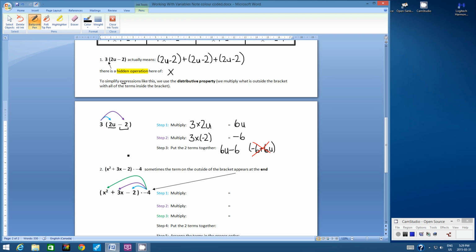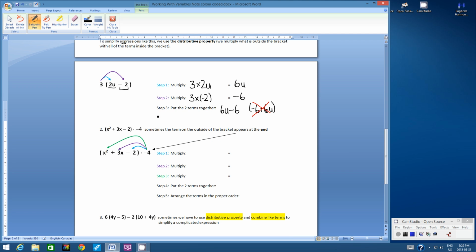Let's go to example 2. Let me scroll down a little bit here. Sometimes the term on the outside of the bracket appears at the end. So you see in this case, let's look at this question, example 2. We have the bracket first, x squared plus 3x minus 2, and then we close the bracket. Now, when the term outside of the bracket appears after, it's usually given a little dot here. Okay, and again, that dot means multiplication. So in this case, again, you have to focus on what's on the outside of the bracket.